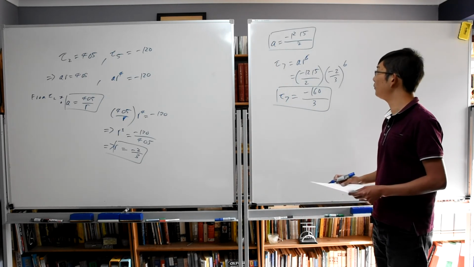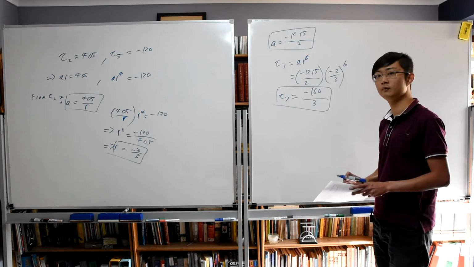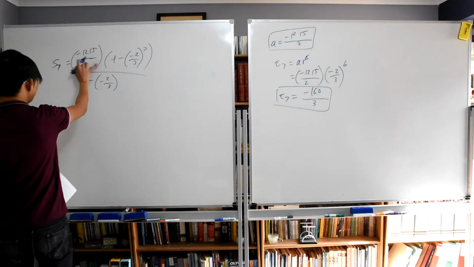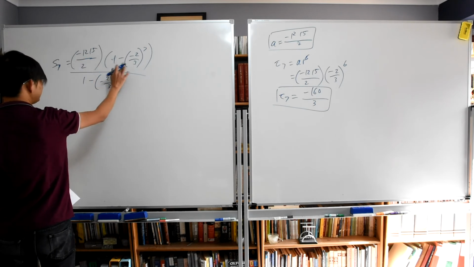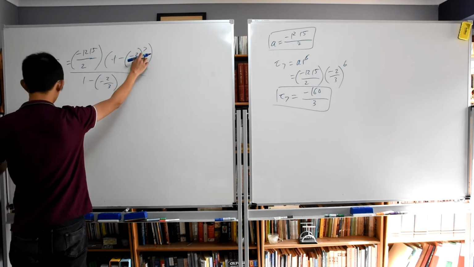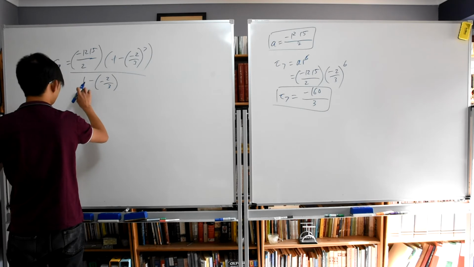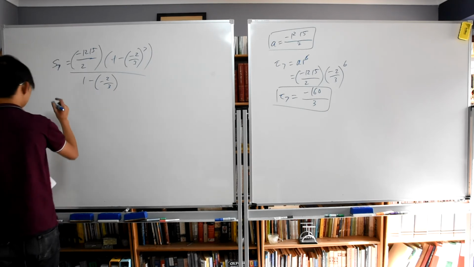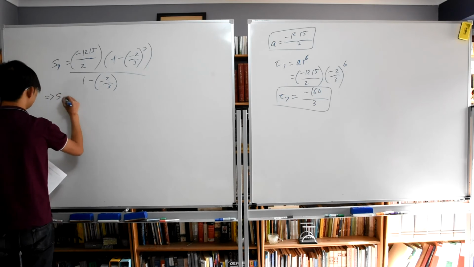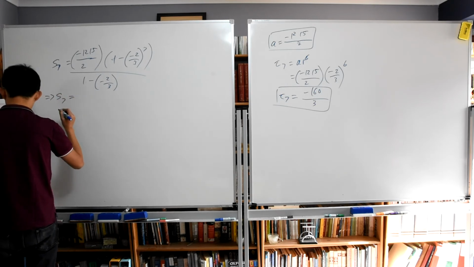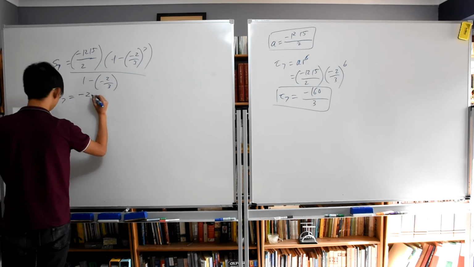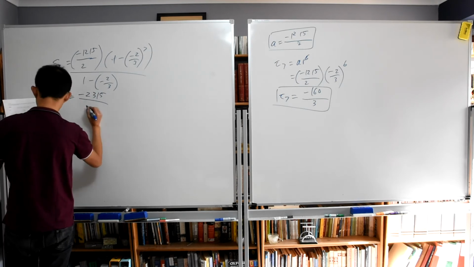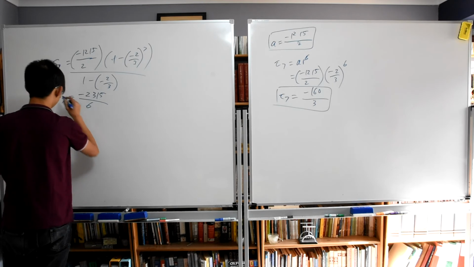And what about the sum of the first 7 terms? We're going to get the sum of the first 7 terms is going to be a, the a value, times 1 minus the common ratio to the power of 7, divided by 1 minus the common ratio value. And if we were to plug this into the calculator, we're going to get S7 is equal to minus 2315 all over 6.